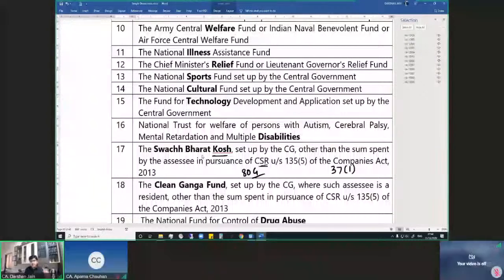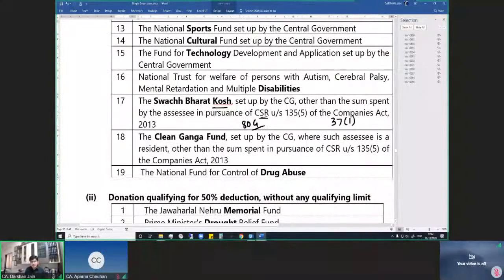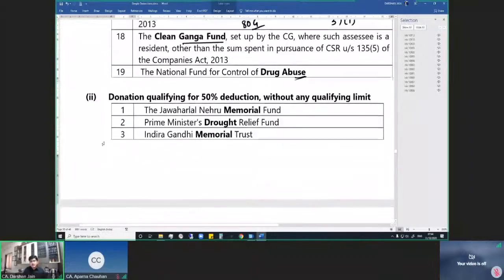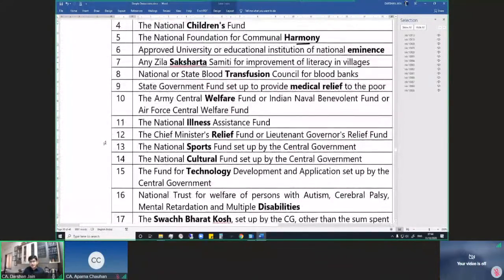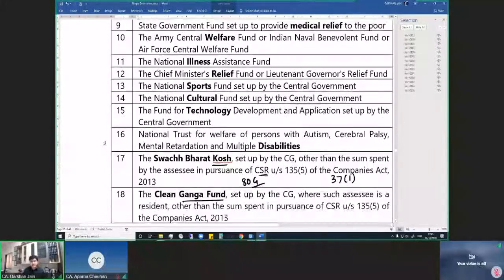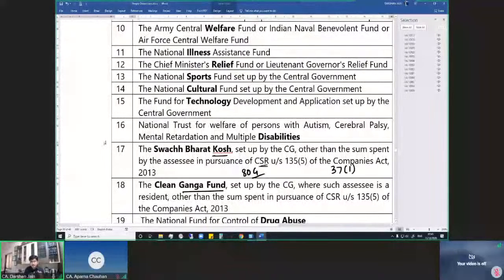But otherwise, if it is not a CSR activity, any person who contributes to the Swachh Bharat Kosh would be entitled to a deduction of 100% without any limit. The Clean Ganga Fund, again similar to Swachh Bharat Kosh, it's the current government which has introduced this. Then you've got the National Fund for Control of Drug Abuse. All of these funds are basically funds of national eminence, wherein they contribute to nation building, and therefore 100% deduction is available in respect of any such contribution to any of the funds listed.